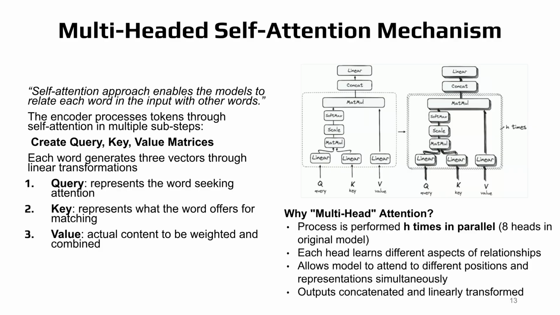Now we reach the heart of transformers, multi-head self-attention. The core idea is that each word can attend to, or look at, every other word in the sequence. This enables the model to understand context regardless of distance. For each word, we compute 3 vectors through linear transformations. Query: what am I looking for? Key: what do I offer? Value: what information do I carry? We do this in parallel across multiple heads, 8 in the original model. Each head can learn different types of relationships. One might focus on syntax, another on semantic similarity.